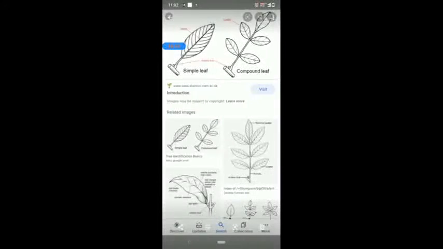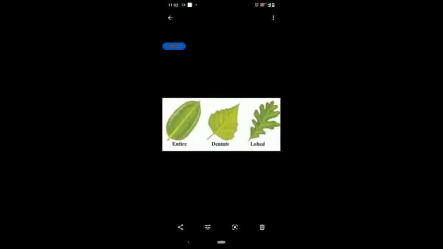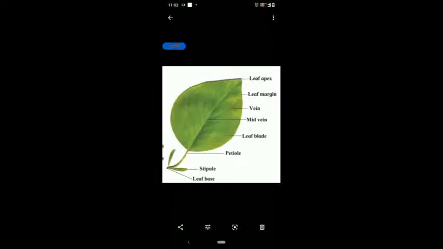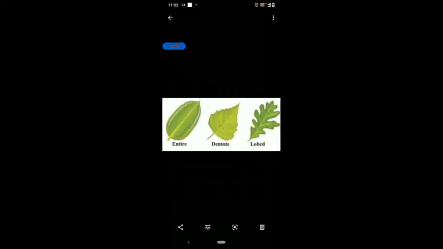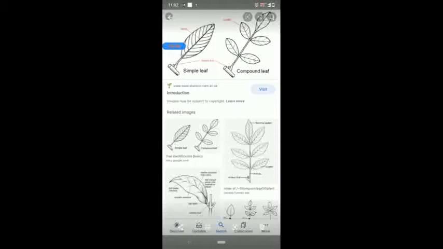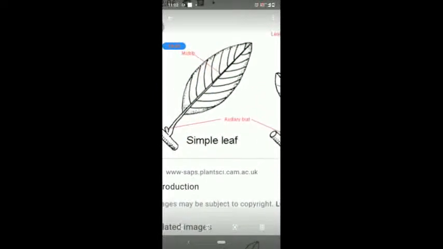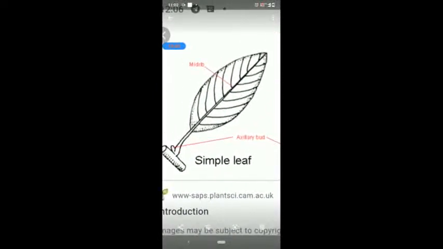Now we are going to cover the next point. Leaves of some plants have a single undivided leaf blade and a single mid-rib, like this. This leaf has a single undivided leaf blade and a single mid-rib. Such leaves are called simple leaves. This is called a simple leaf.